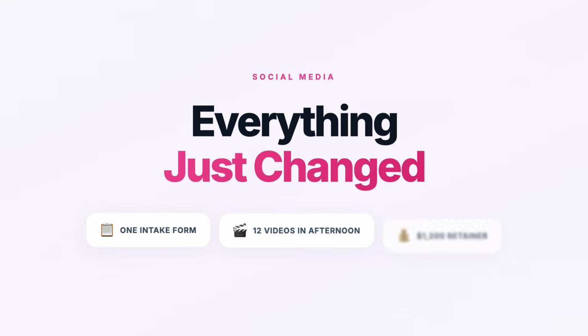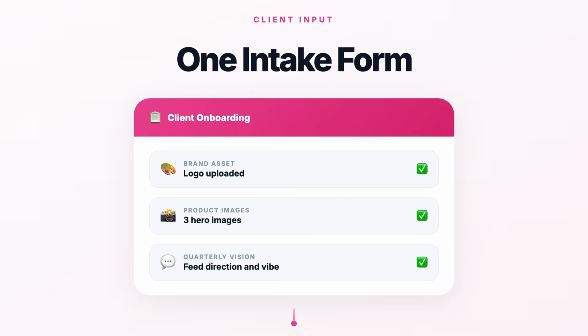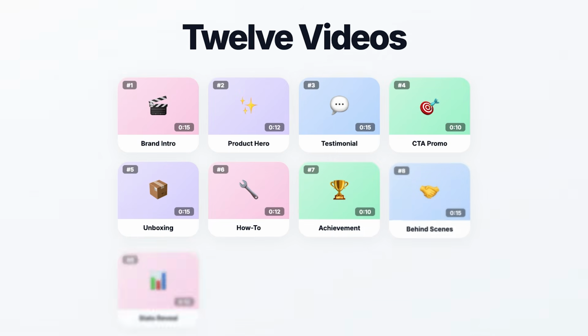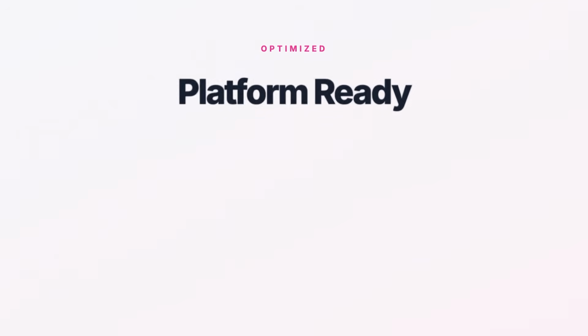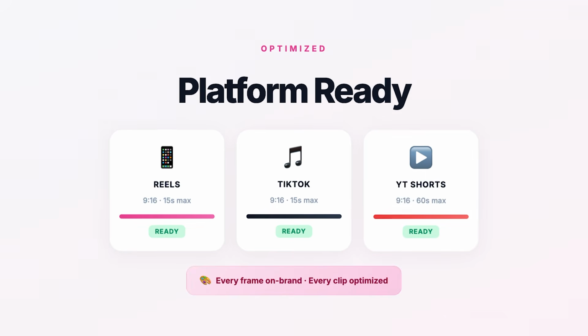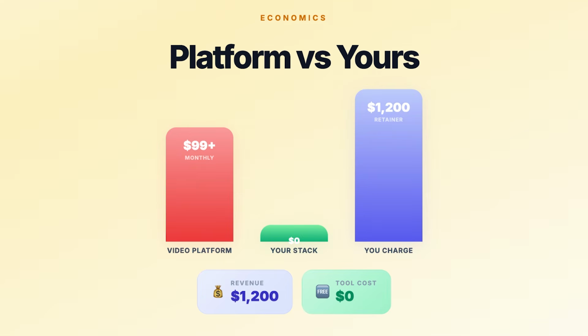Think about what just changed for someone running social media management services. One intake form. The client gives you their logo, 3 product images, and a rough idea of what they want their feed to communicate this quarter. You produce 12 short videos in an afternoon using Gemini Omni. Every frame is on brand. Every clip is optimized for Reels, TikTok, or YouTube Shorts. That is a $1,200 retainer built on free infrastructure.